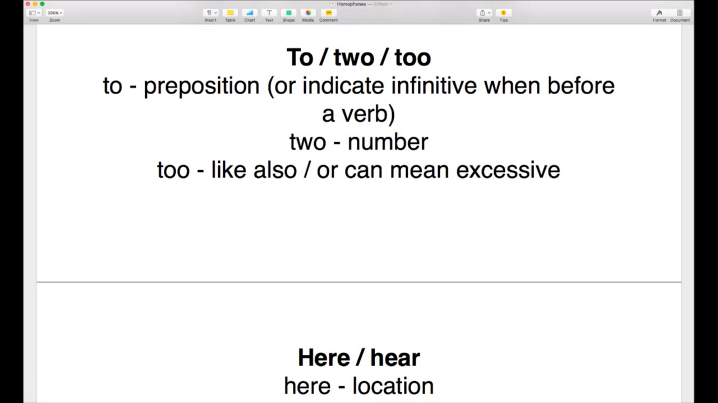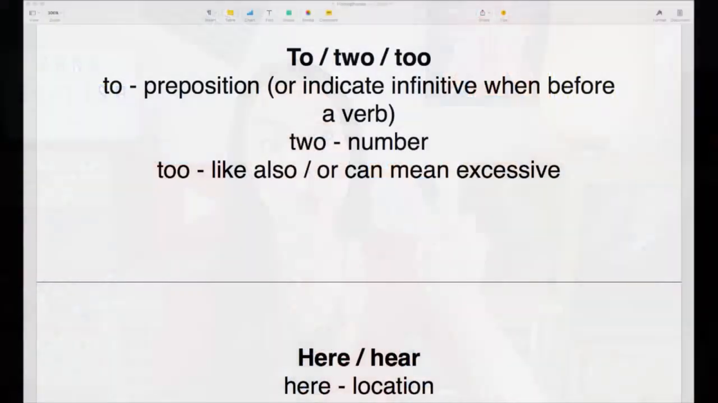So I'd like to go, I'd like to eat, I have to walk, I have to work, I have to ride my horse, I have to feed my camel. I don't know why I'm saying strange things, but yes, to indicate the infinitive just before a verb, or for a preposition: I'm going to town, I'm going to Mexico, I'm going to Brazil. So "to," nice and easy.